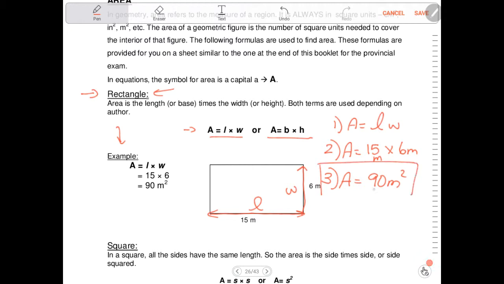And I would typically try to box off my answer. Now, I would like to get into that a little bit more. What does that actually mean? What is 90 meters squared?